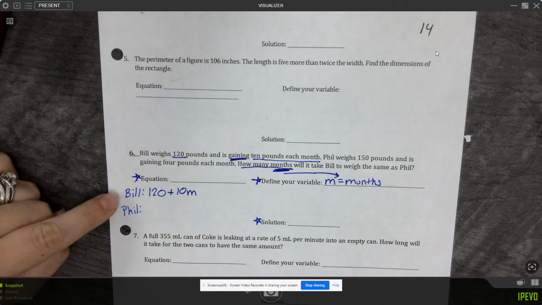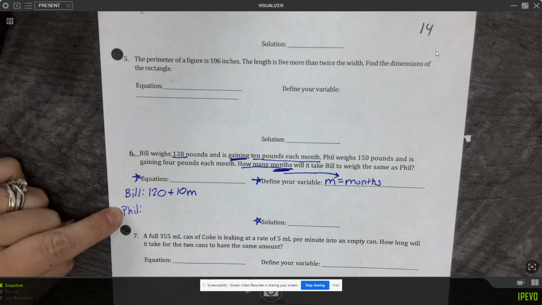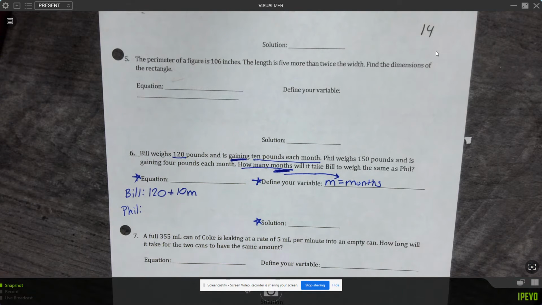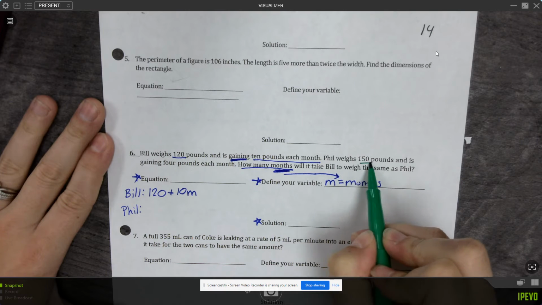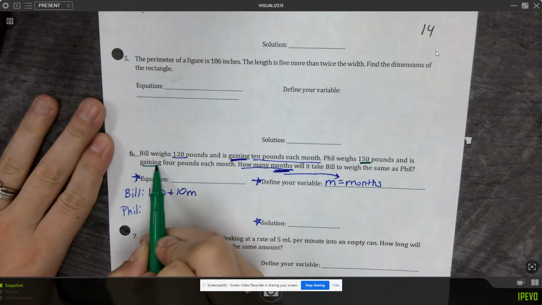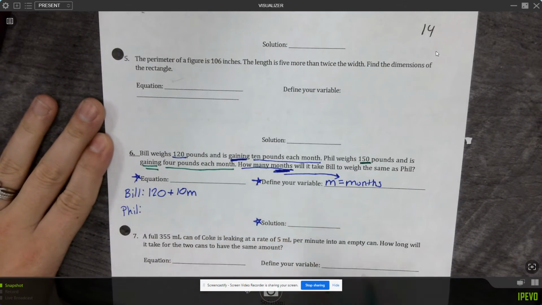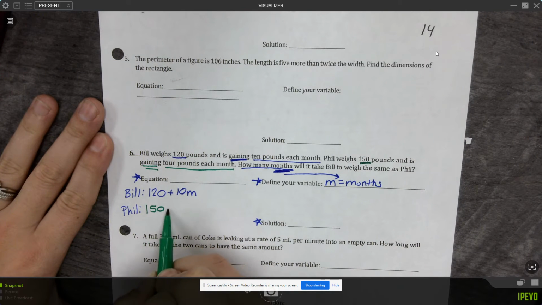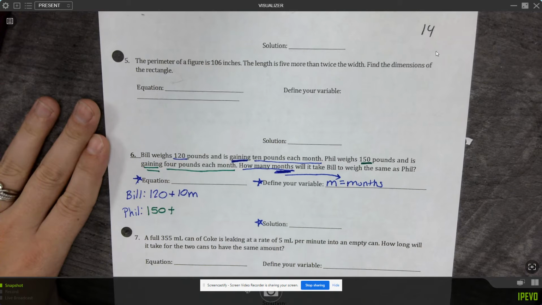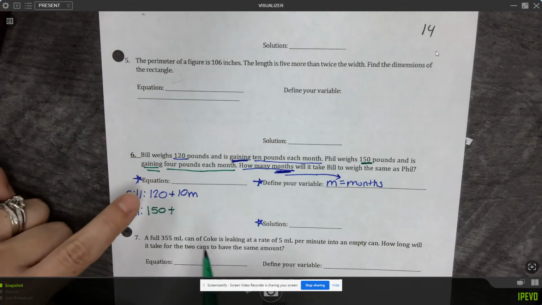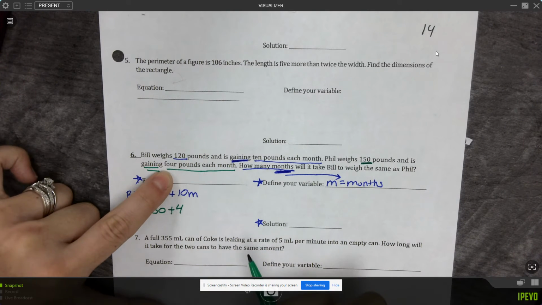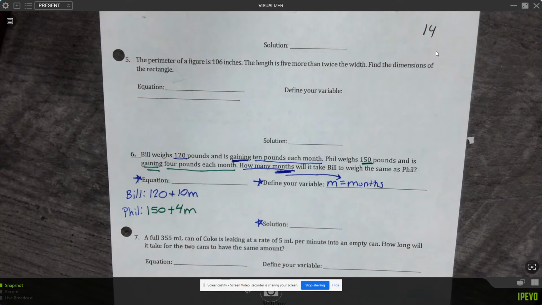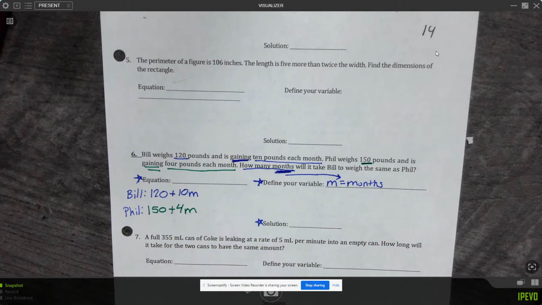All right. Back to setting up now Phil. Phil, we'll use a different color for Phil. Phil weighs 150 pounds and is gaining 4 pounds each month. So he weighs 150 and he is gaining also, so he should be adding. He is gaining only 4 pounds each month. So his little expression is going to be 150 plus 4m.